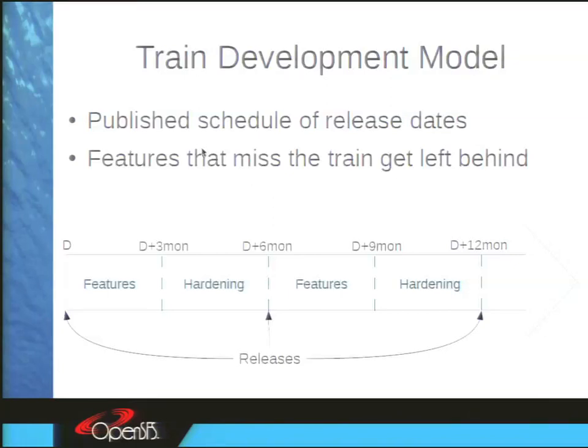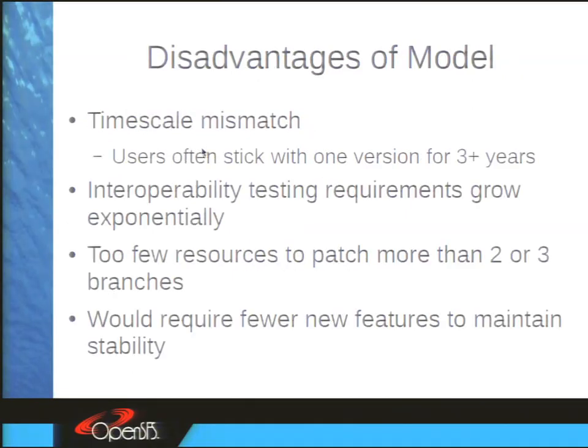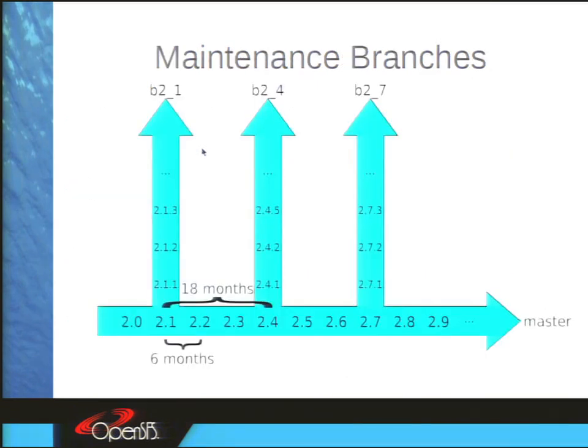The obvious advantage is that if everyone knows what's going in when, and we know when the release dates are going to be, we can all work together much better. We can plan new products based on releases that we expect to have certain features in. And by having a strict time, rather than always saying we'll just put the release out whenever we think it's ready, you avoid feature creep. So to counter that problem, to both satisfy the train model and satisfy users who have the real requirement of running a stable release for years at a time, we create maintenance branches every 18 months.